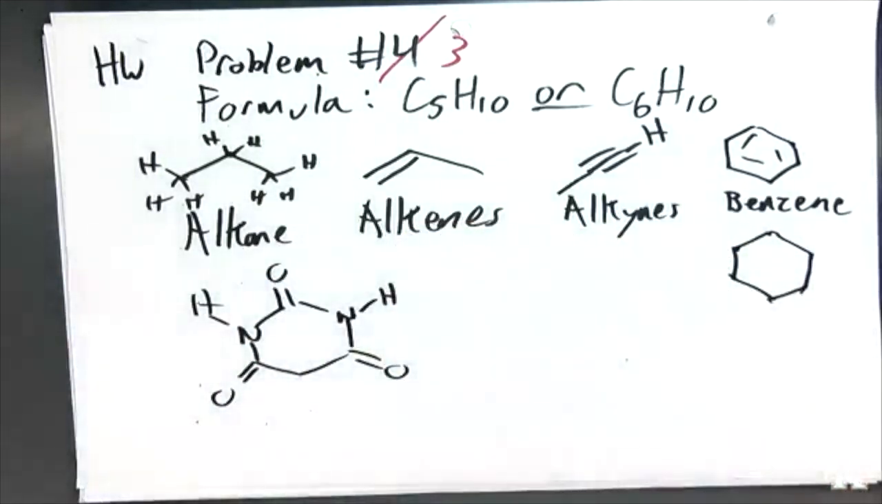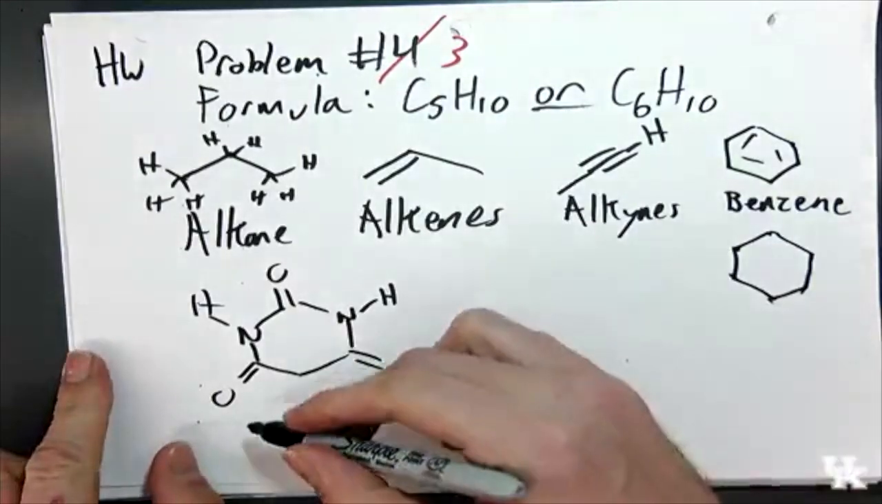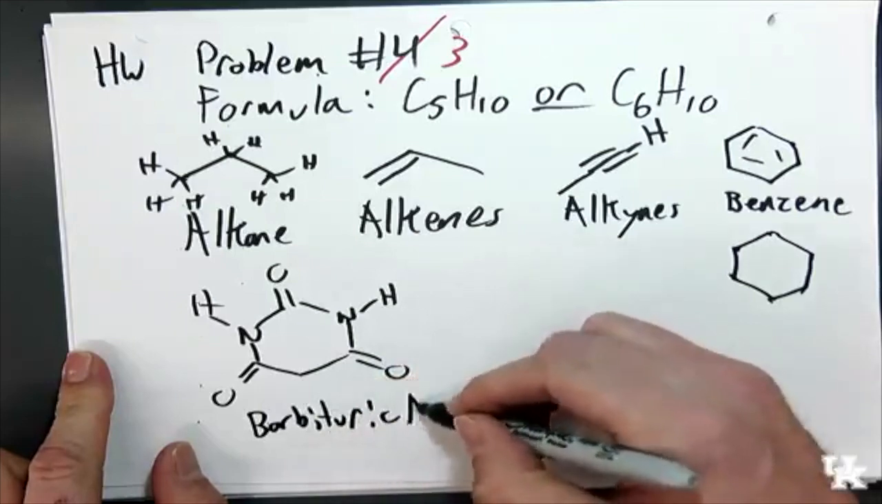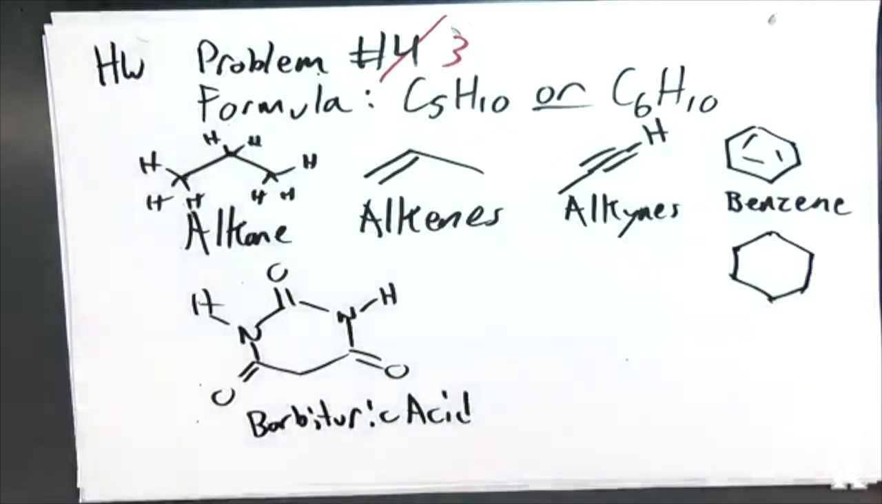Okay, this molecule is pretty cool. It's like two amides and a dicarbonyl on the bottom. And the chemist who came up with this was so happy, he named it after the best woman in his life, whose name was Barbara. And we call it barbituric acid. That's a real story. This happened all the time in chemistry like 100 years ago.